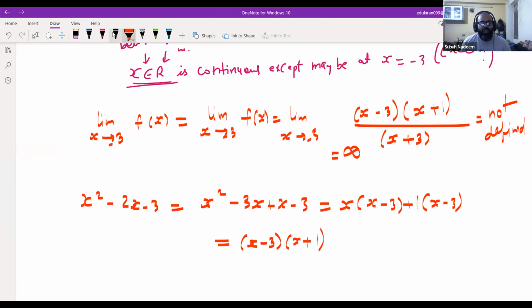So as we were seeing earlier, somehow it used to get cancelled, but it is not a condition like that. They are different. So if you put x as -3 finally, then what you will get, denominator as 0, and it will become infinity. So you will say that limit does not exist. And if limit does not exist, then it is not continuous also.